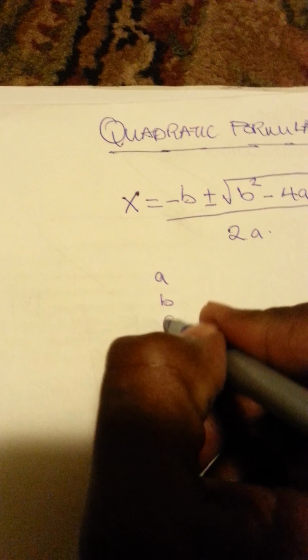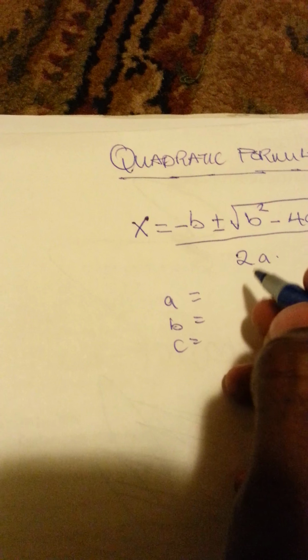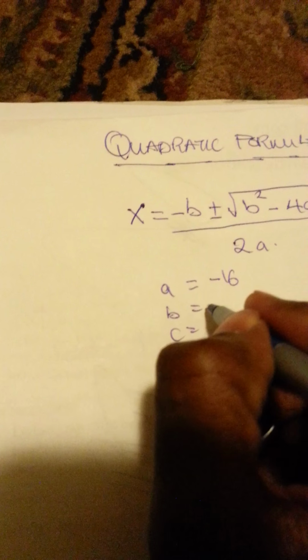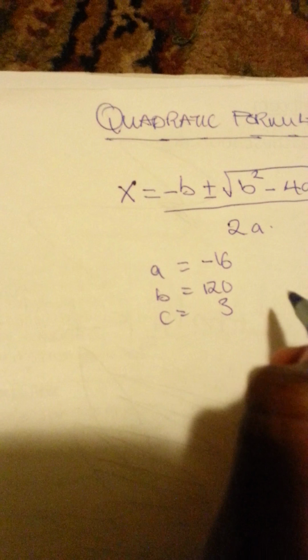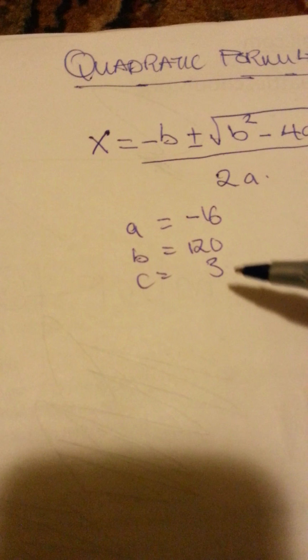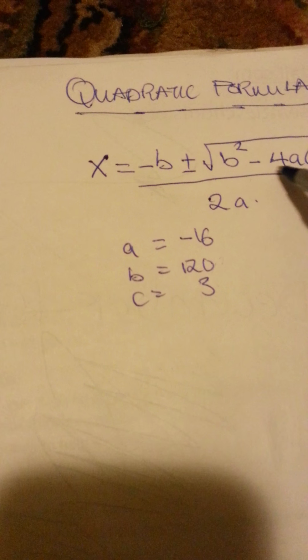A, b, and c. So a we are given negative 16, b we are given 120, and c we are given 3. So since we know the numbers, we're just going to substitute these numbers into the equation.